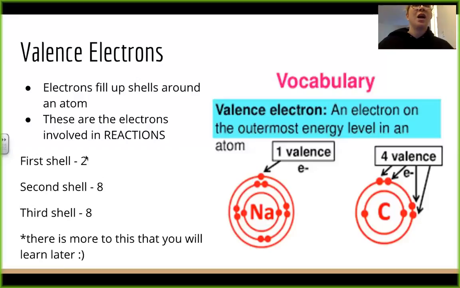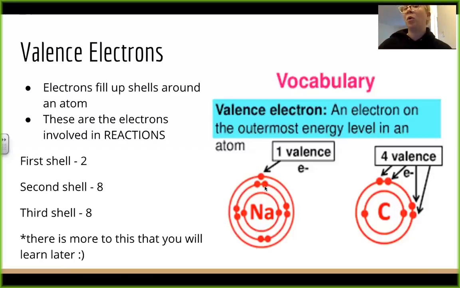It's very weird. The shells only hold certain numbers of electrons. It goes much further than the third shell. I'm just simplifying this quite a bit as we introduce it here. There is a fourth, fifth, sixth shell, etc., and they hold different numbers of electrons as well. The first shell of any atom only holds 2 electrons. So here we see sodium. The first shell is holding 2 electrons. The second shell can hold up to 8.